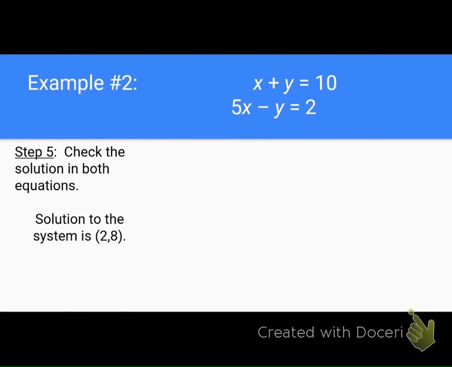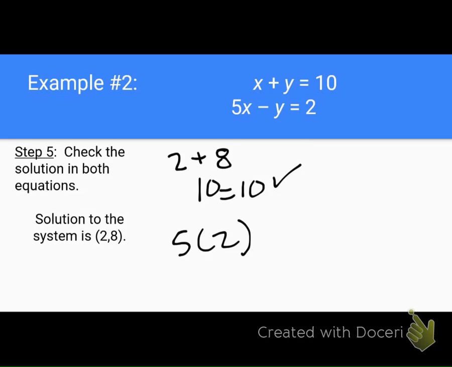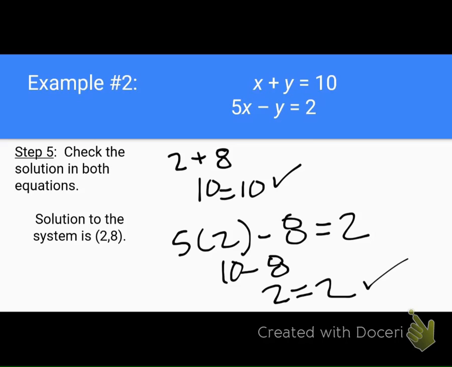And then of course step 5 is to check the solution in both equations. Plugging in 2 for x and 8 for y in the first equation, I get 10 equals 10. In the second equation, I get 5 times 2 minus 8, and I want to see if that equals 2. 5 times 2 is 10, so 10 minus 8 equals 2. So that solution works for that line as well.